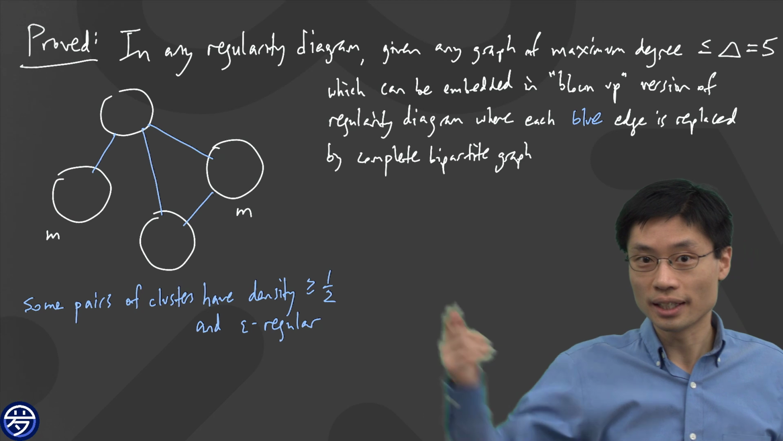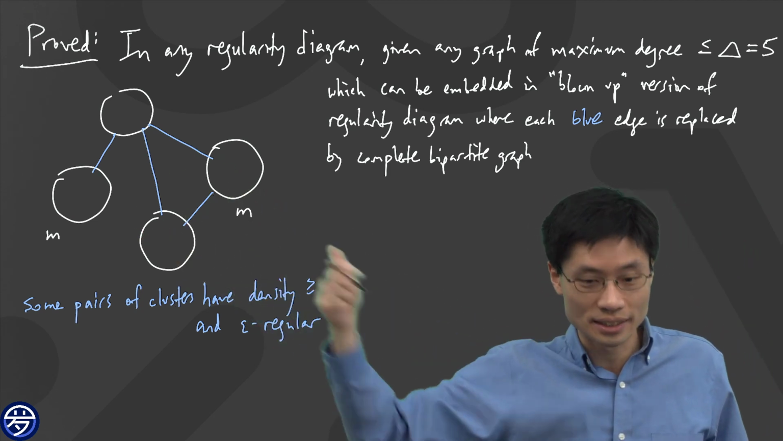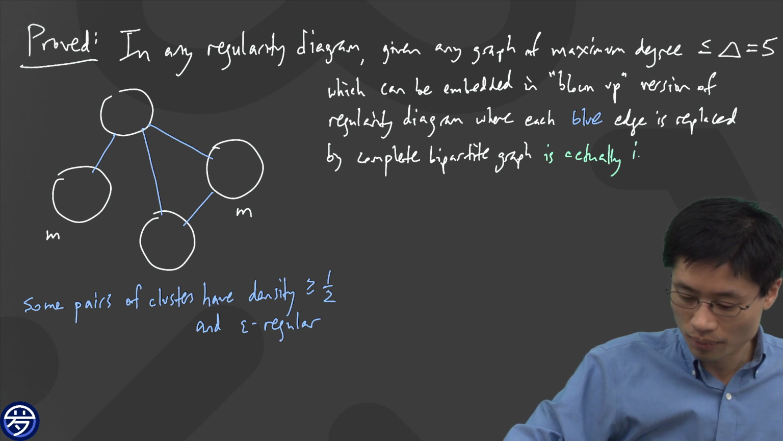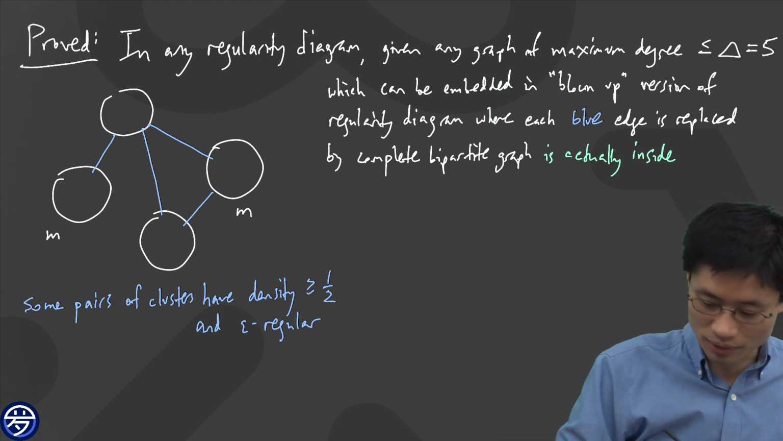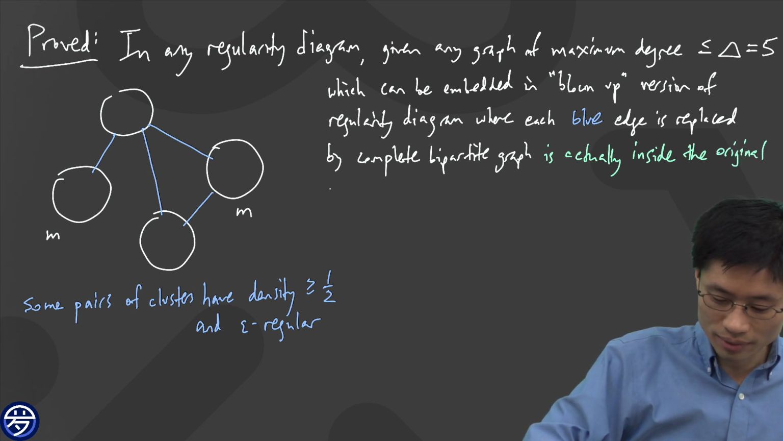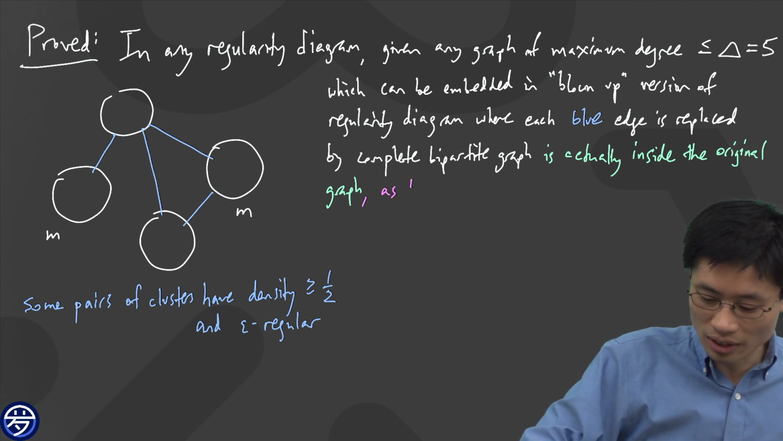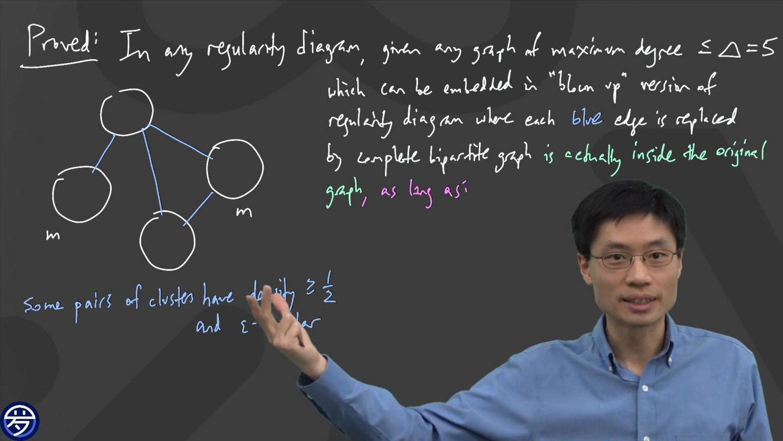Then any graph that I could embed inside this is actually inside the original graph. There are some conditions, of course. We're going to write down some conditions. And the conditions are as long as. What do I need? So again, what I've written down is something quite impressive.